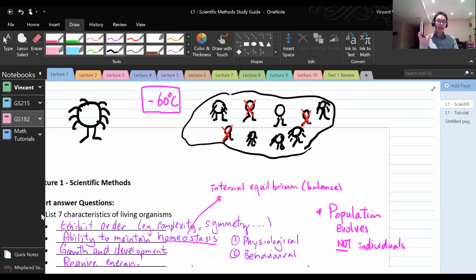And in order for this to happen, that favorable trait has to be there within the population to begin with. It's not just going to come up out of nowhere.